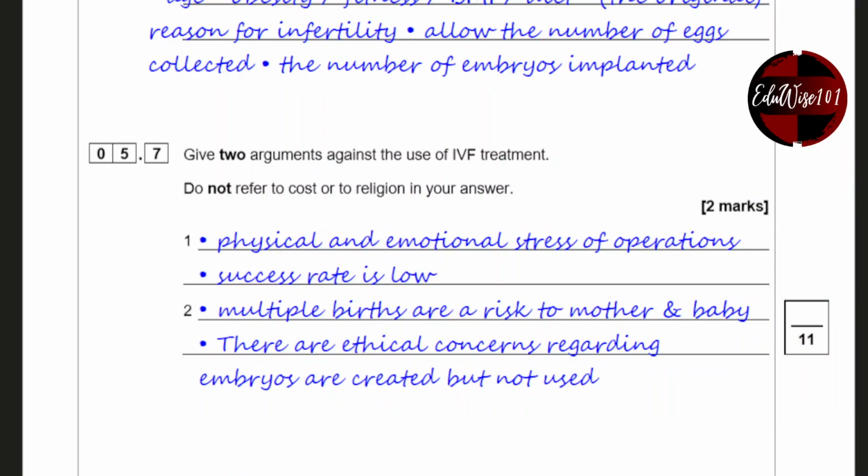So, physical and emotional stress of operations. Success rate is rather low. Multiple births are a risk to baby and the mother. There are ethical concerns regarding embryos being created but not being used.